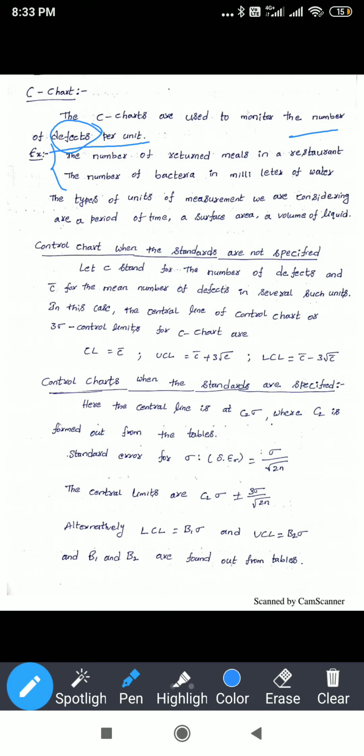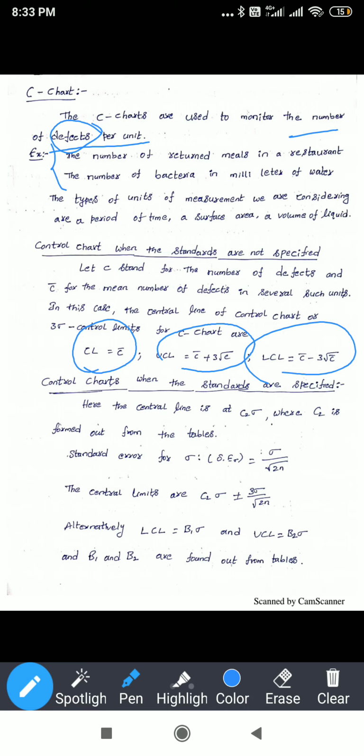Control chart when the standards are not specified. In this case, you are using CL. For calculation, CL is C bar, and for UCL we are using C bar plus 3 square root of C bar, and LCL is C bar minus 3 into square root of C bar. So these three formulas we are using when the standards are not given.